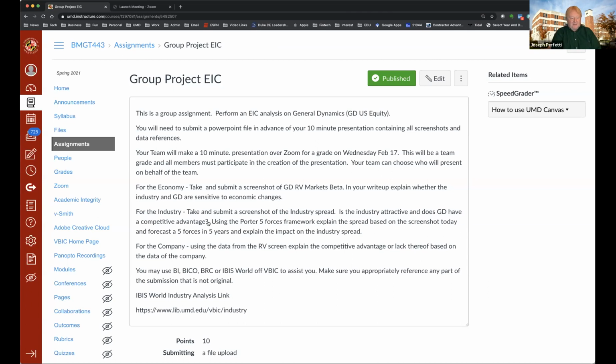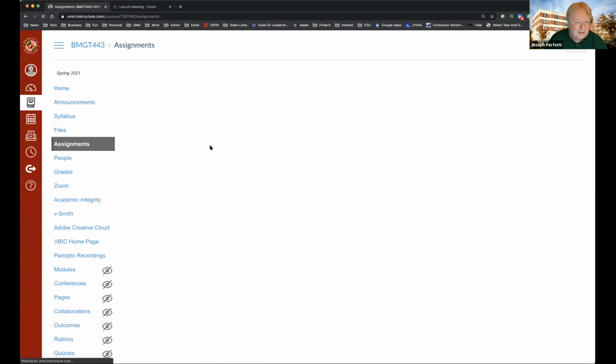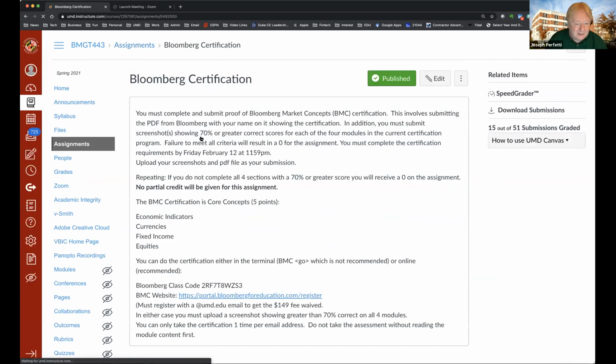The other big deadline that's upcoming is this Friday, midnight basically, which is the BMC certification. So make sure you complete and submit your screenshots showing 70% for each of the four sections of Bloomberg in the certification. You need to show me these four sections with more than 70%. If for some reason you had taken it twice because you didn't get the 70%, then you need to show me screenshots of the second submission with that second umd.edu email address. Again, that is due on Friday.